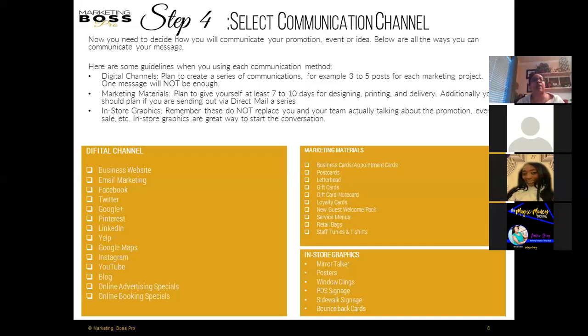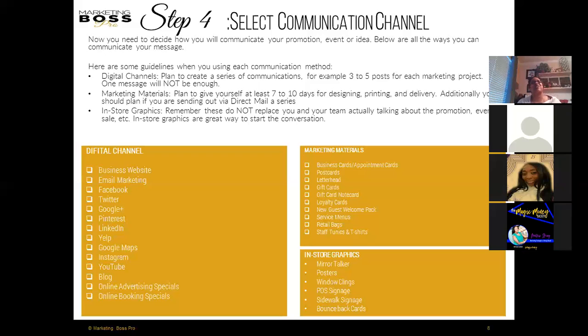But then you also have other marketing materials that you can send out through the old mediums, which is snail mail. You could do business cards, appointment cards if you're physically meeting people, with your promotion on them. Postcards, gift cards, loyalty cards. These are all marketing channels to communicate your particular promotion or marketing event. Service menus, retail bags, staff t-shirts. Yes, I did say old.